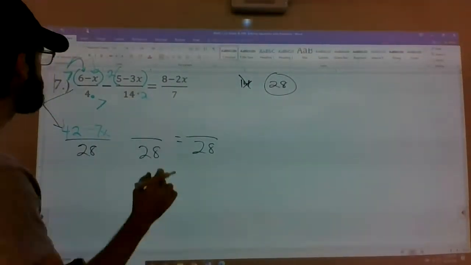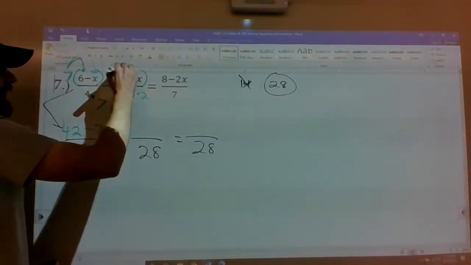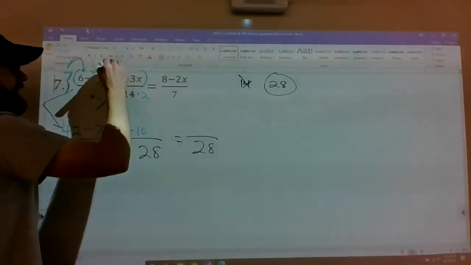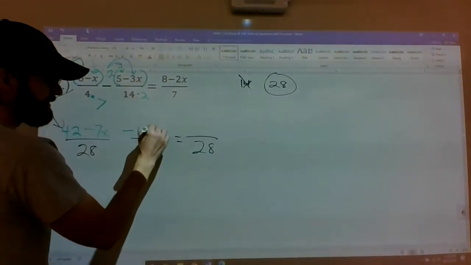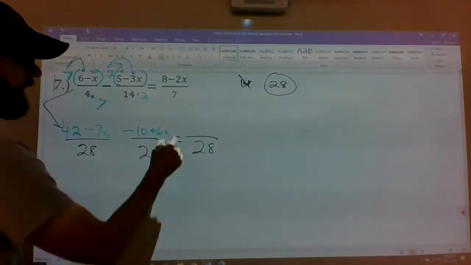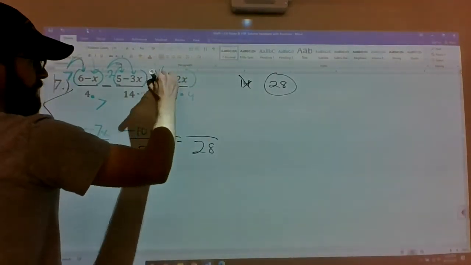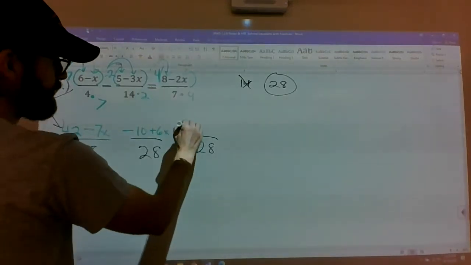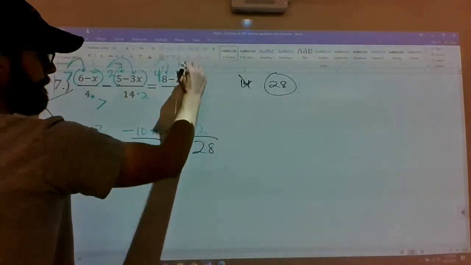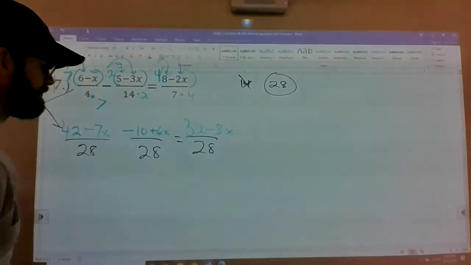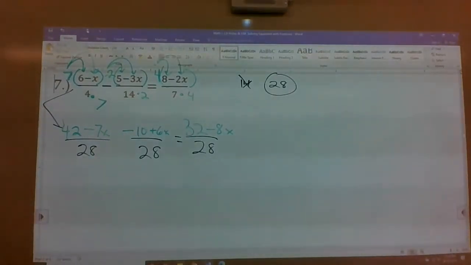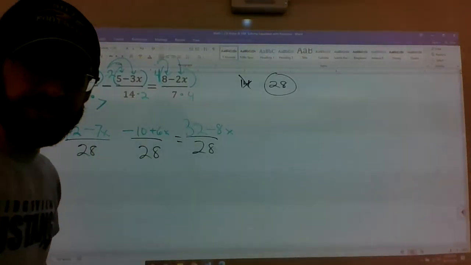Negative 2 times 5 is negative 10. Negative 2 times negative 3x is positive 6x. All right, 7 times 4 is 28. So multiply this by 4, you get 32, and minus 8x. You can now ditch the 28s.